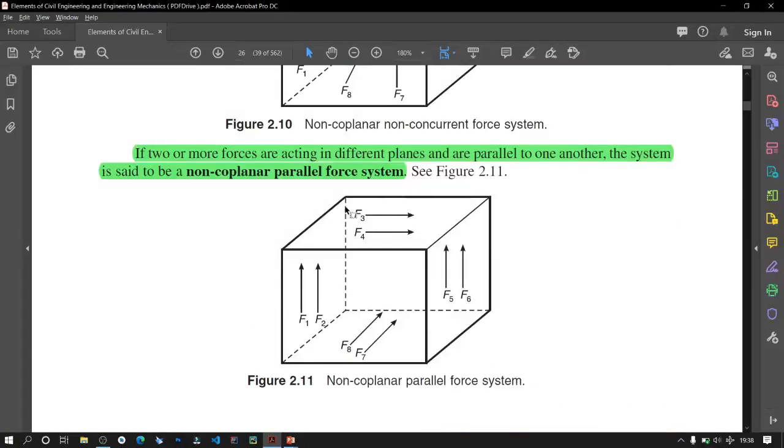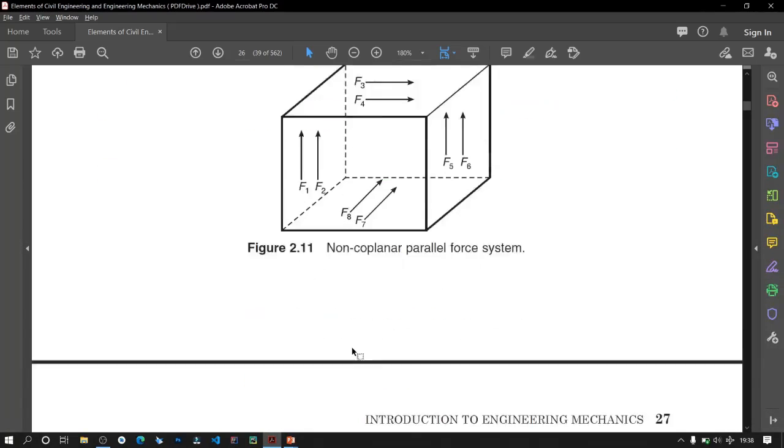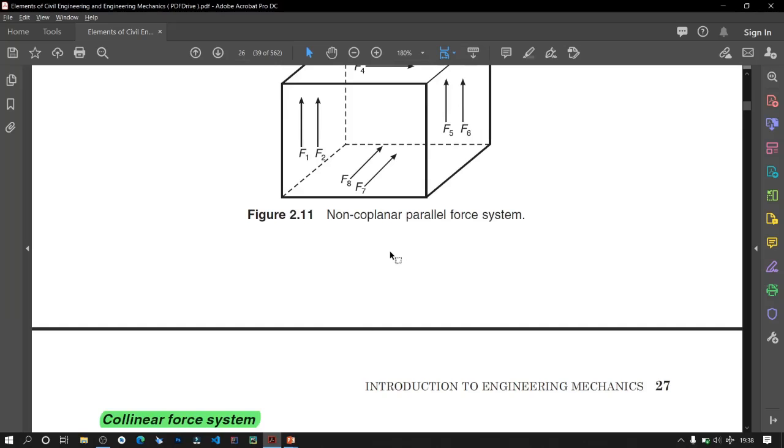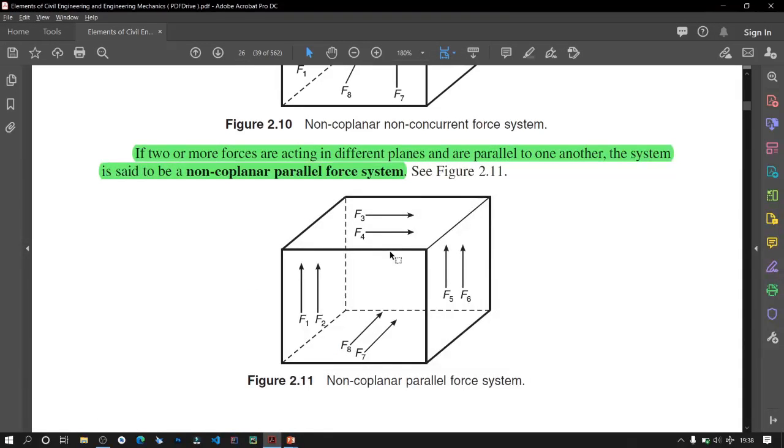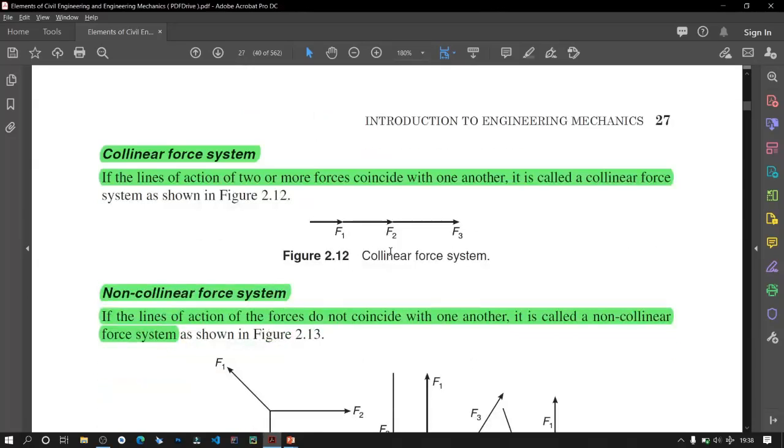Similarly, non-coplanar parallel is not in the same plane but parallel to each other, like F1 and F2 are parallel, F3 and F4 are parallel. F1 and F5 are parallel, F3 and F8 would be parallel, so it's a non-coplanar parallel force system.